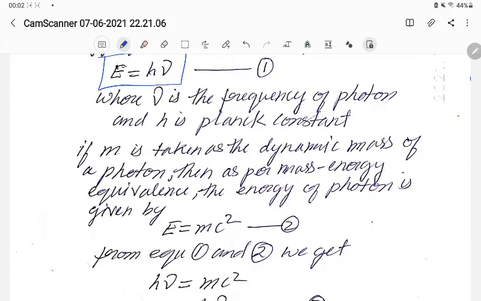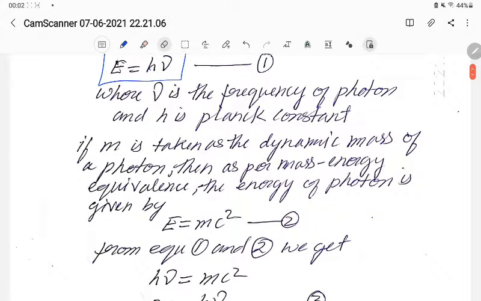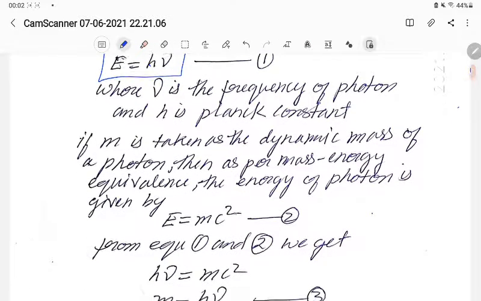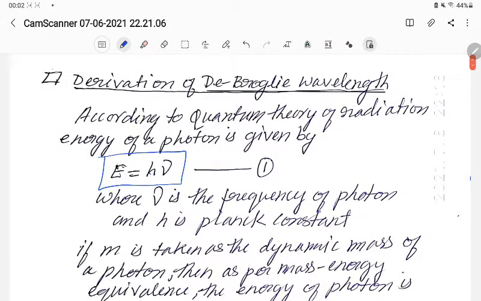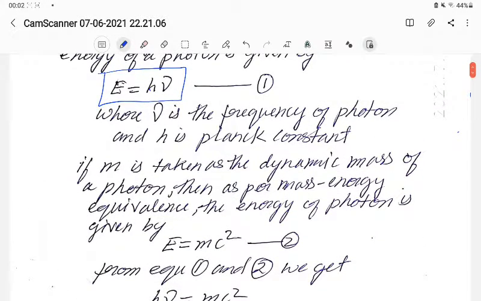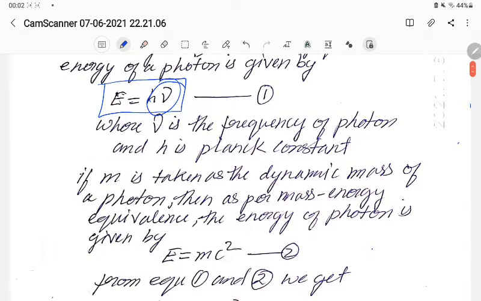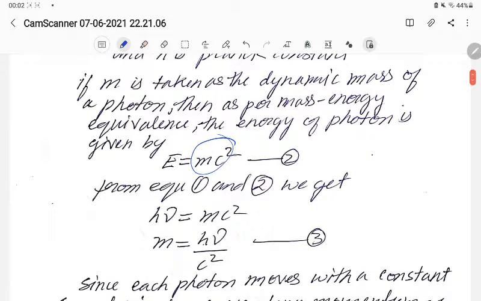So we have two formulas for energy. One is E equal to h mu, and the second one is E equal to mc square. So now from equation 1 and 2, here we have to find the wavelength, lambda. We can equate these equations because both of them are energy only. So h mu will be equal to mc square.